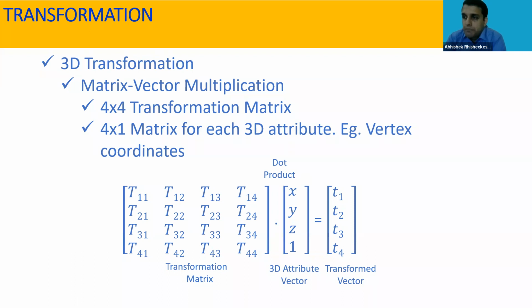The 3D transformation performs a dot product matrix vector multiplication of the 4x4 transformation matrix with the 4x1 3D attribute vector to obtain a 4x1 transformed vector. And the same transformation is generally applied to all vertices of an object. The model matrix mentioned in the last slide performs a translation, rotation, or scaling, or a combination of these for all vertices of an object in a local space to transform it into the global world space.